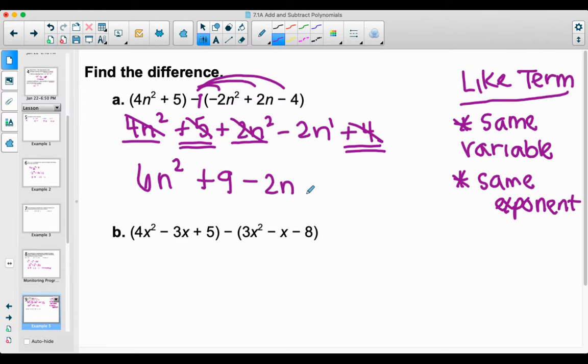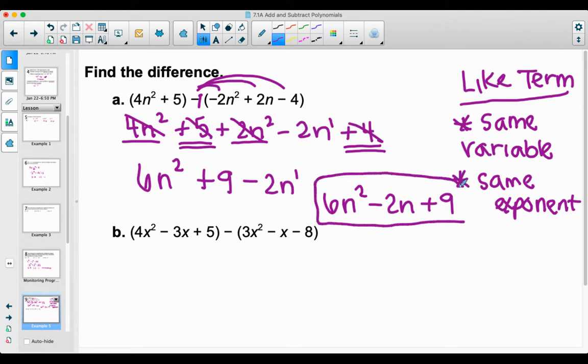Now, your answers must always be written in standard form. So this is not written in standard form because my variables exponents are not going from highest to lowest. So we need to rewrite that. So it's going to be 6n to the second minus 2n plus 9. And that is going to be the answer to your problem. So you're just simply combining like terms. Let's take a look at the next one.